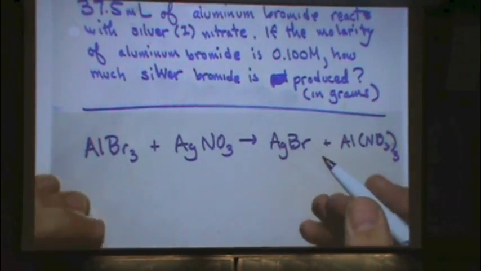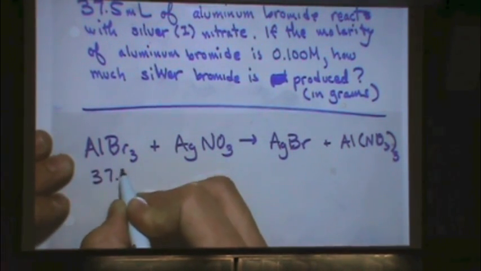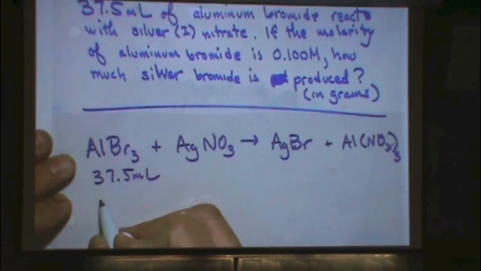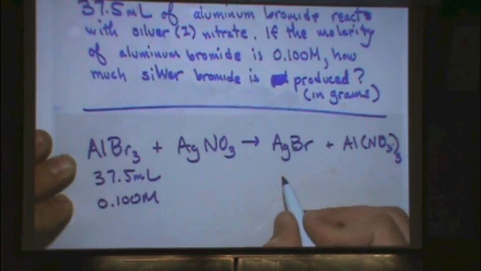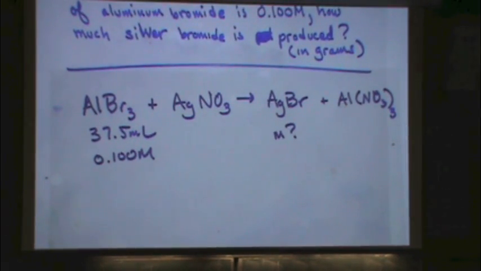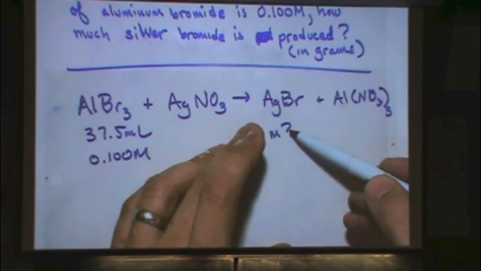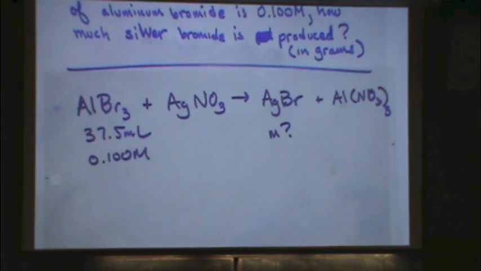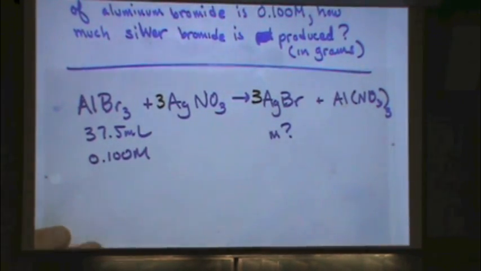I also like to write down what I know and what I'm asked for. So there's aluminum bromide, that's over here, 37.5 milliliters. Aluminum bromide is 0.100 molar. And I want to know how much silver bromide over here is produced in grams. So mass of this. This is merely stoichiometry. I'm going to take this, convert to moles, molar ratio, and then step three, convert to mass. Make sure you balance first. So balance this. I need three nitrates. That makes me have three silvers. That'll do it.